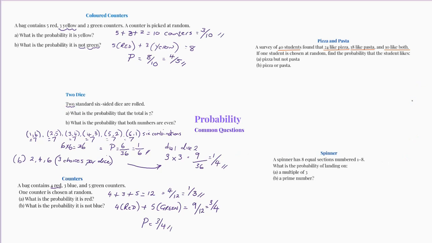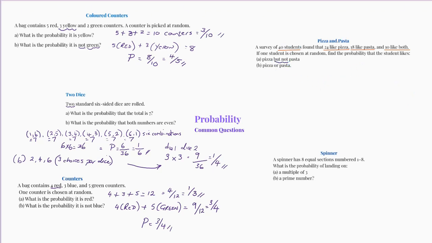Pizza and pasta. A survey of 40 students found that 24 liked pizza, 18 liked pasta, and 10 liked both. If a student picks at random, find the probability that the student likes pizza but not pasta, and pizza or pasta but not pasta.